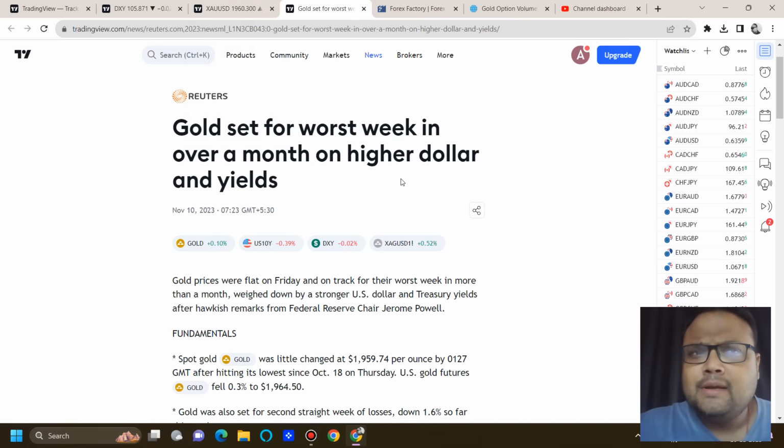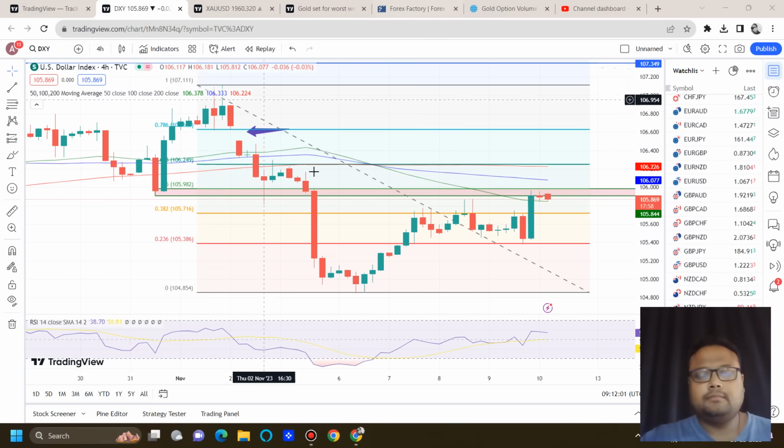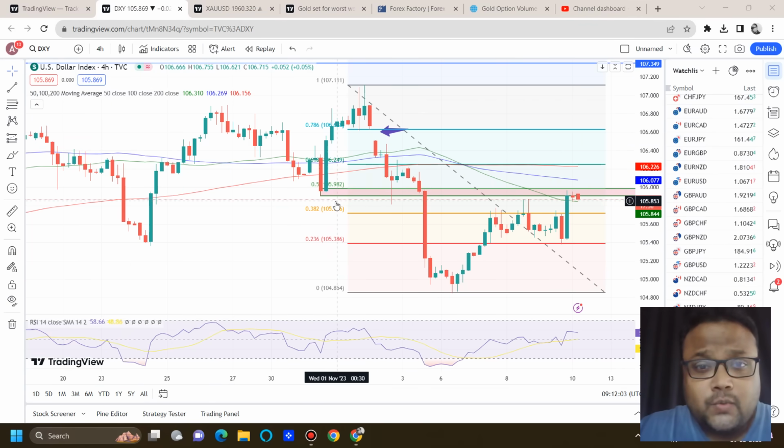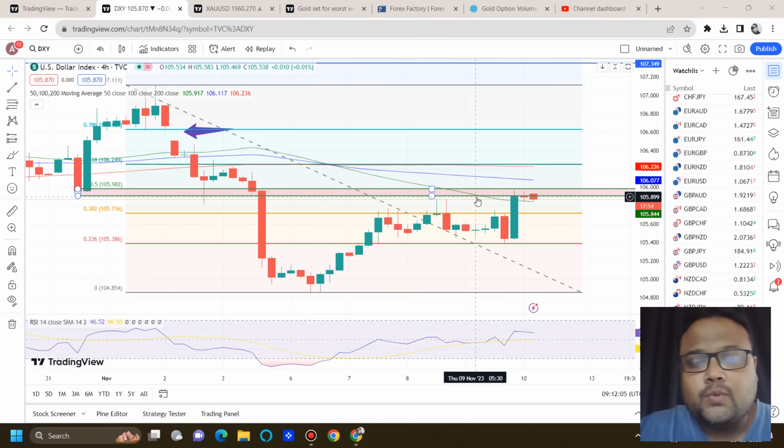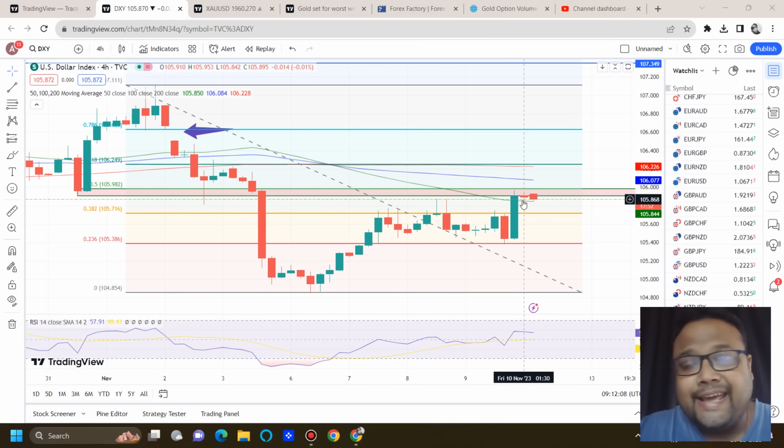So my dear friends, one good piece of news is that the correlation between DXY and gold is slowly coming back on track. We can see that the beautiful relation between the DXY and gold is slowly working again. And this is the chart of DXY. We can see that DXY is right now standing at 105.87.